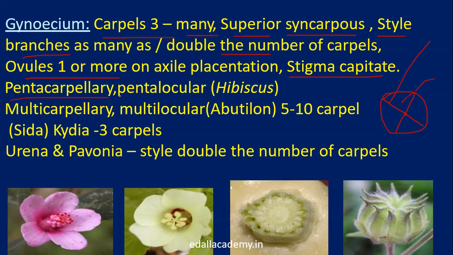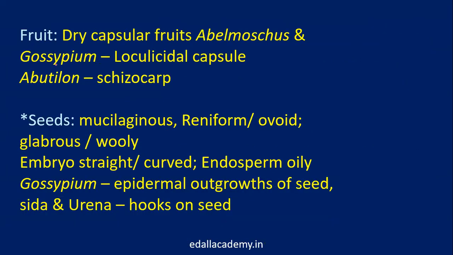Normally in hibiscus, how many carpels are there? 5 carpels, so it is called pentacarpellary. How many chambers? 5 chambers. It is called pentalocular. Pentacarpellary, pentalocular in hibiscus. Multicarpellary, multilocular in Abutilon. 5 to 10 carpels in Sida. Kydia, 3 carpels. Urena and Pavonia, style double the number of carpels is given. Try to remember.